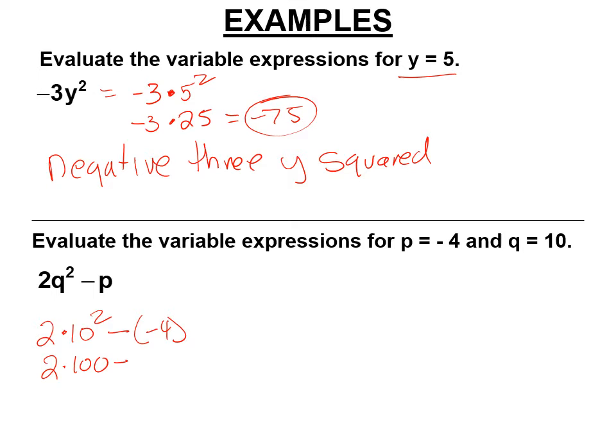Now you can change that to add your opposite right now, but I'm going to wait. So that's 2 times, now we have to multiply 2 times 100 minus negative 4, same as plus 4. Add the opposite. The answer to that is 204.